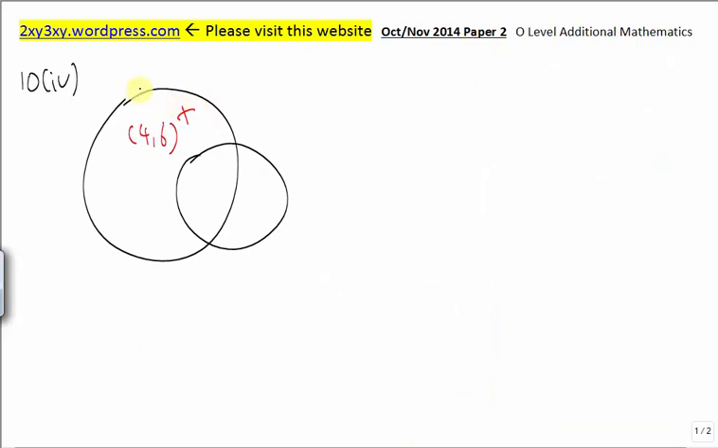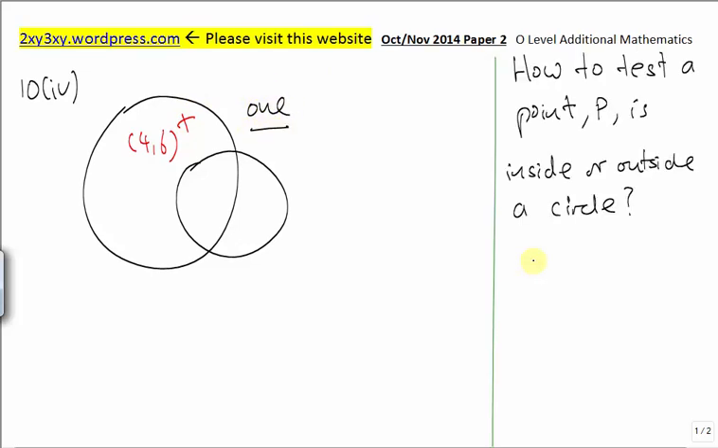For question 10 part 4, we are asked to explain why the point (4, 6) lies in one of the circles only. To do this question, we have to understand how to test whether a point P is inside or outside a circle. Let's say we have a circle and we know the coordinate of the center of the circle and we know the radius. And let's say we have a point P. How do we know whether P is inside or outside the circle?